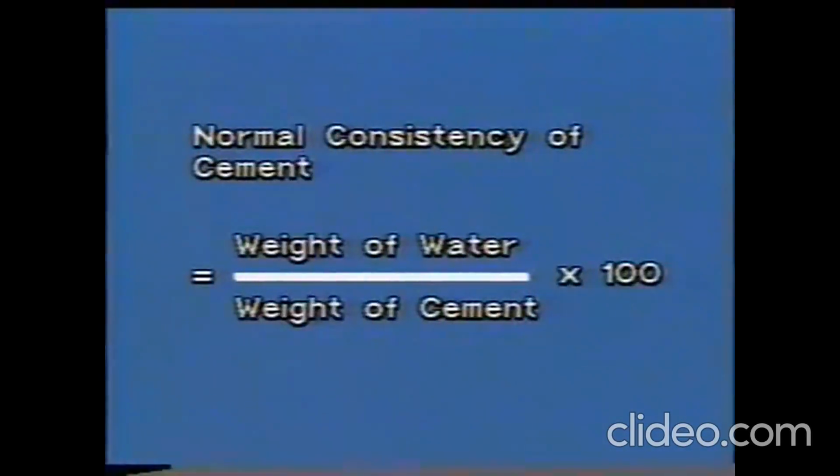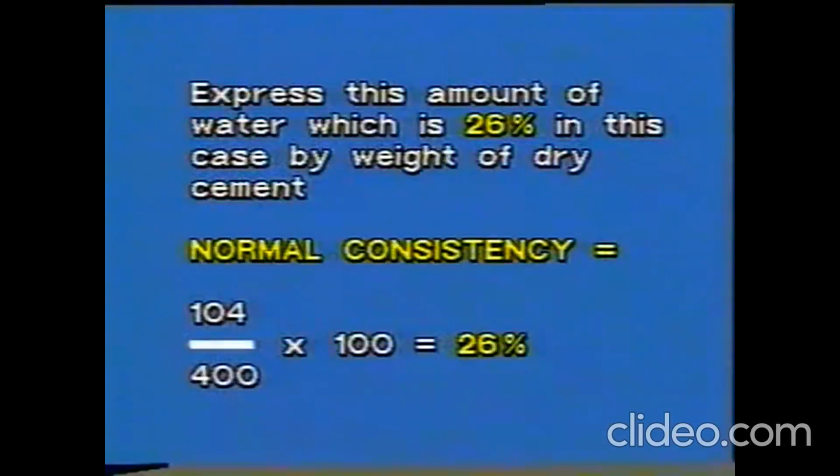Normal consistency of cement is equal to weight of water divided by weight of cement multiplied by 100. Express this amount of water, which is 26% in this case, by weight of dry cement. Normal consistency is equal to 104 divided by 400 multiplied by 100, which is equal to 26%.